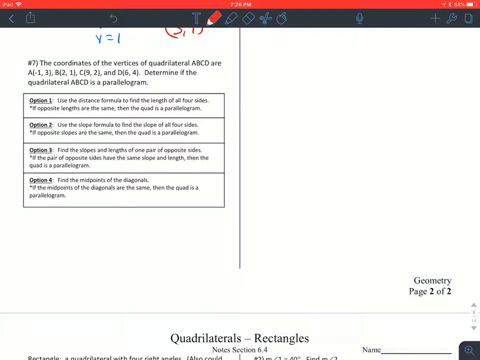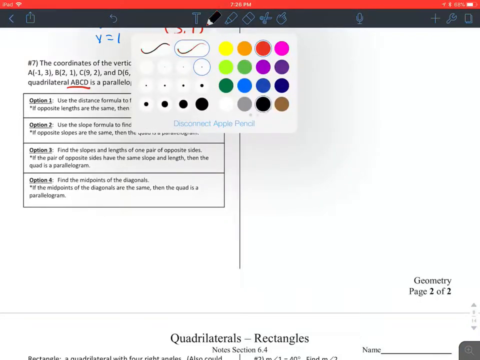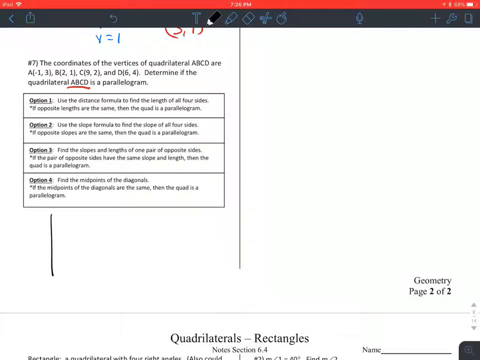This next problem. The coordinates of the vertices of the quadrilateral are given. Determine if the quadrilateral is a parallelogram. Well, the first thing you have to do is determine if this, in fact, is a quadrilateral. What do I mean by that? Make a quick sketch of this.